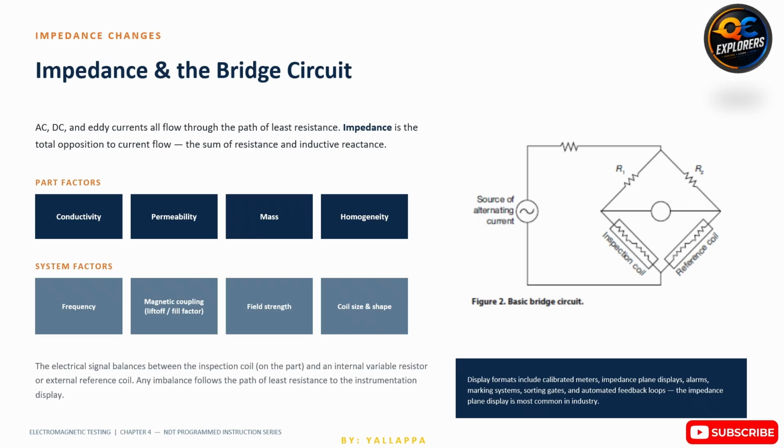Mass refers to the amount of material beneath the probe. Variations in wall thickness or metal loss alter the eddy current path and produce measurable impedance changes.